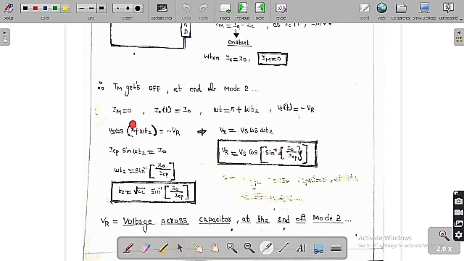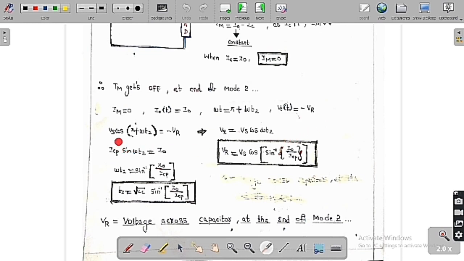I already told you Im is equal to 0 at the end of mode 2. At this condition, the capacitor current is equal to the load current. So I want to find this value. Omega t is equal to pi plus omega t2, because it is the combination of mode 1 plus mode 2. At the end of mode 2, I want the value of the overall angle, so omega t is pi plus omega t2. At that point I also want the capacitor voltage. As you can see from the graph, the capacitor voltage is always negative there, so Vc of t is equal to minus VR.